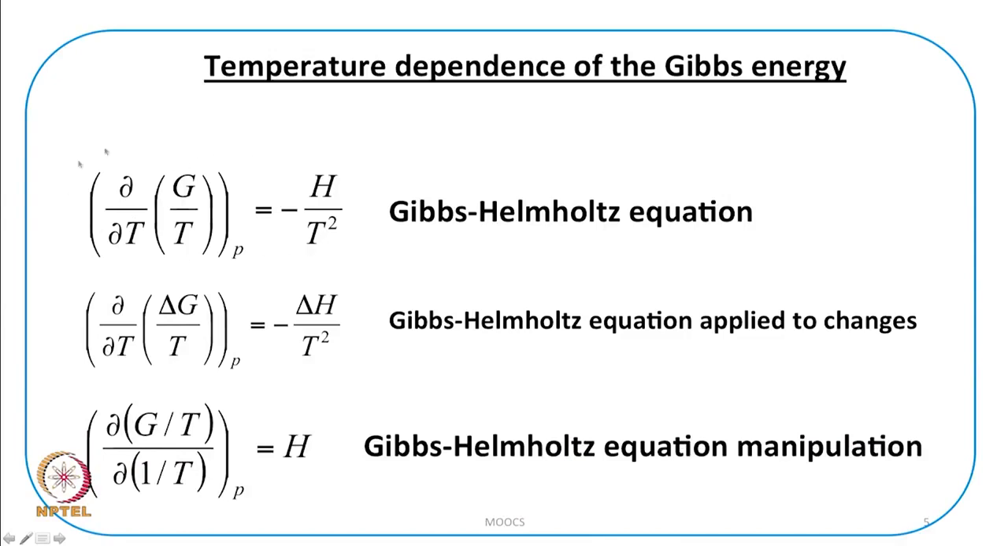One can manipulate this Gibbs-Helmholtz equation to express the derivative exclusively in terms of enthalpy. This is just a mathematical manipulation which you can try yourself. But what is important to note in this discussion is that the temperature dependence of Gibbs free energy gives very useful information. What we have shown here is that the partial derivative of G by T with respect to temperature at constant pressure is connected to a very important thermodynamic property, which is enthalpy. So, temperature dependence of Gibbs free energy can be used to get information on the enthalpy of the reaction.